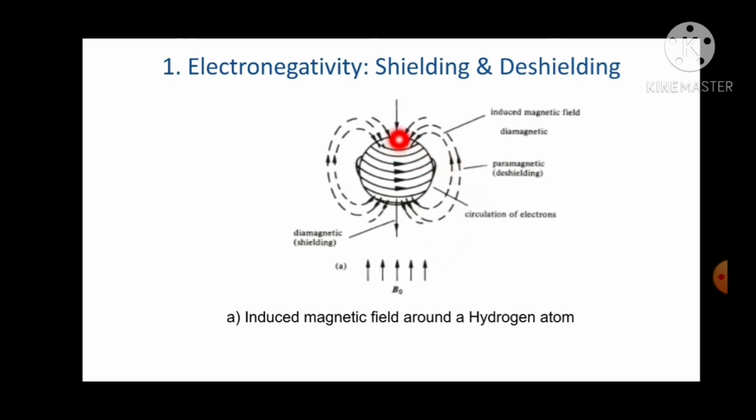But if something is coming exactly at the center, it is diamagnetic. You can see the arrows are pointing opposite to B0, so it is called a shielded zone. Shielded zone means they are opposing B0, and because of that they will be precessing at a lower frequency.